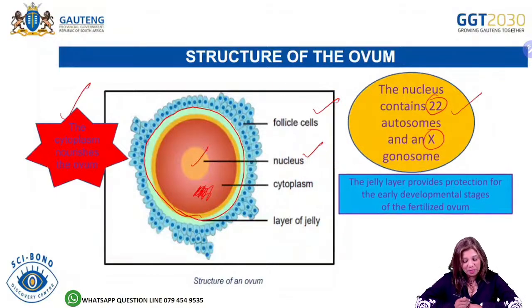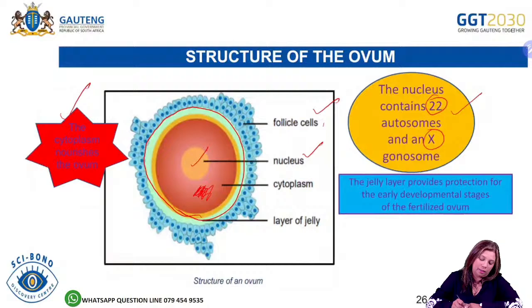And then, as you can see, blue obviously for the jelly layer. I didn't get it quite right this time, but the jelly layer provides protection for the early developmental stages of the fertilized ovum. Okay, so that is the structure of the ovum. So now we know how a sperm cell looks. We know that we need to draw all our diagrams in proportion to what we see in the textbook and in our notes. And we also know that our labels need to be one below the other, as we can see they are going here.